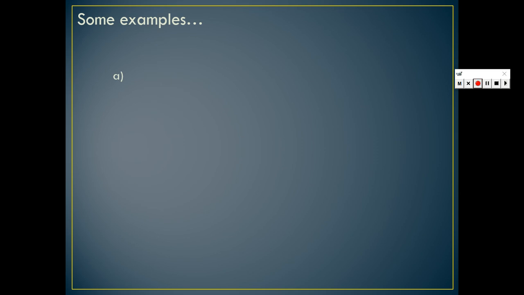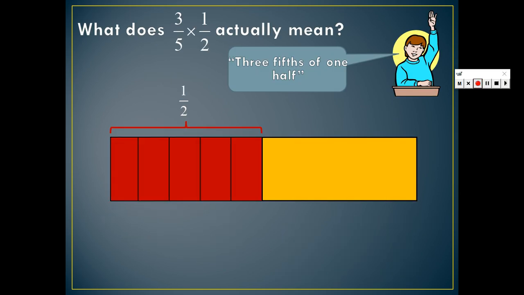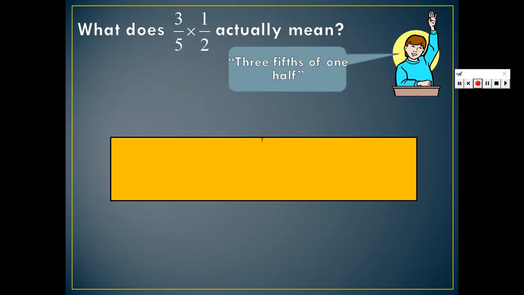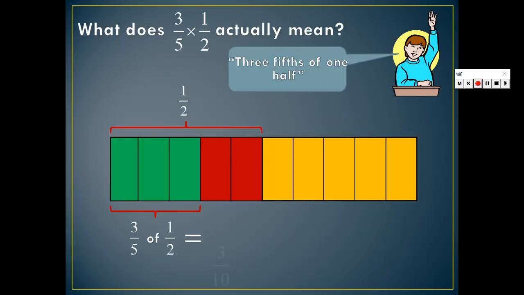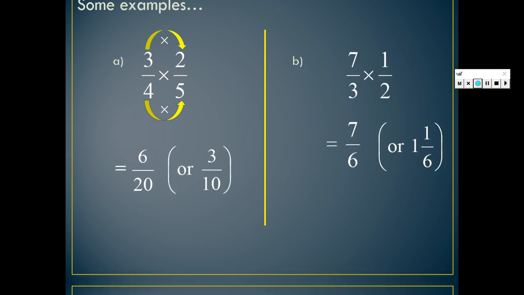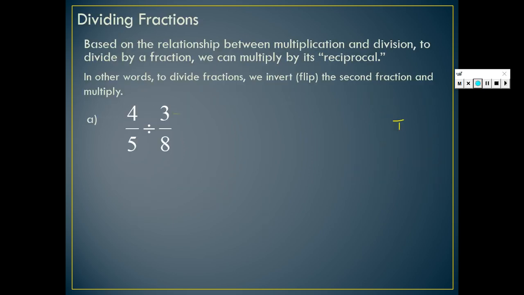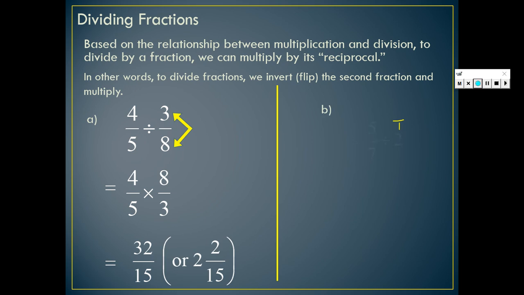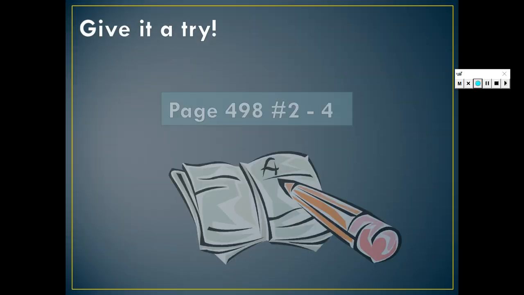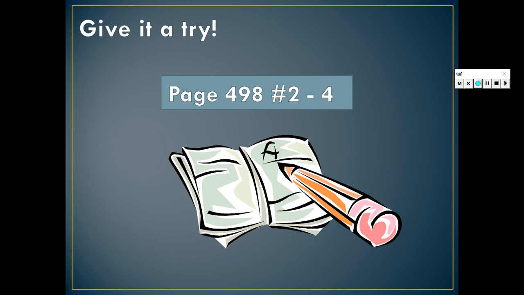which was back here on page 497. What was it? 497, 2 to 4. And when you go to do multiplying and dividing, it can get a little confusing to go back and forth between the two. And in fact, I suggest doing 497 like one question, then go to 498 and do one question, then back to 497. Just keep going back and forth and really challenge yourself to be able to tell the difference between multiplying and dividing fractions.